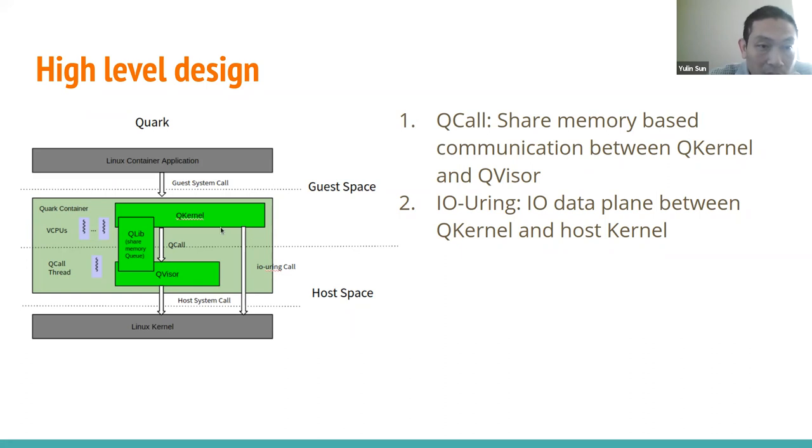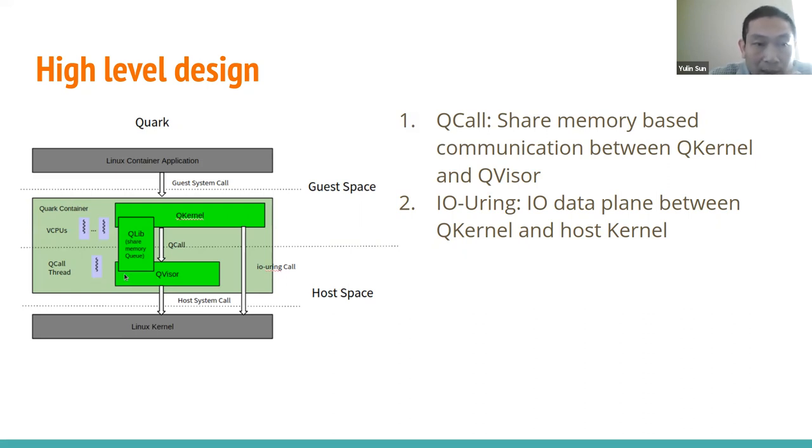Based on this shared memory channel, the thread running inside the QKernel doesn't need to exit the guest space. It just uses that shared memory queue to communicate with QVisor, so that they can get better performance, better throughput, and better latency. And inside this QKernel, we have multiple virtual CPUs. And inside this QVisor, we have one QCall thread.